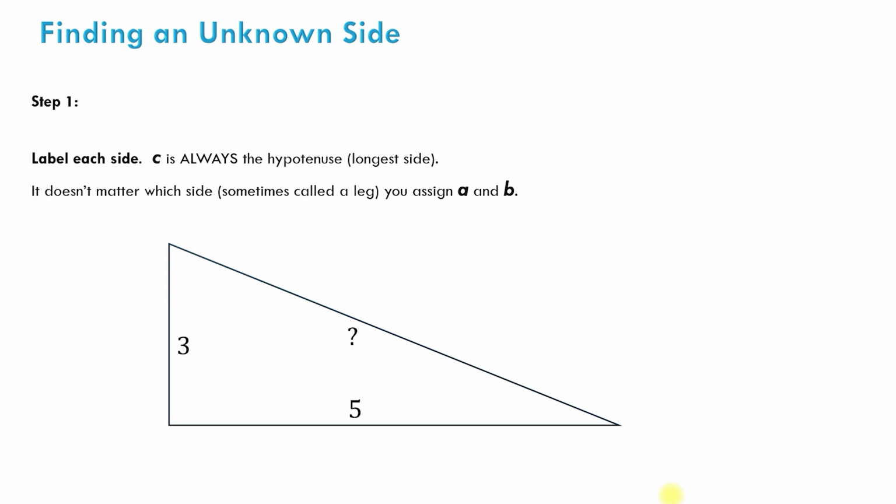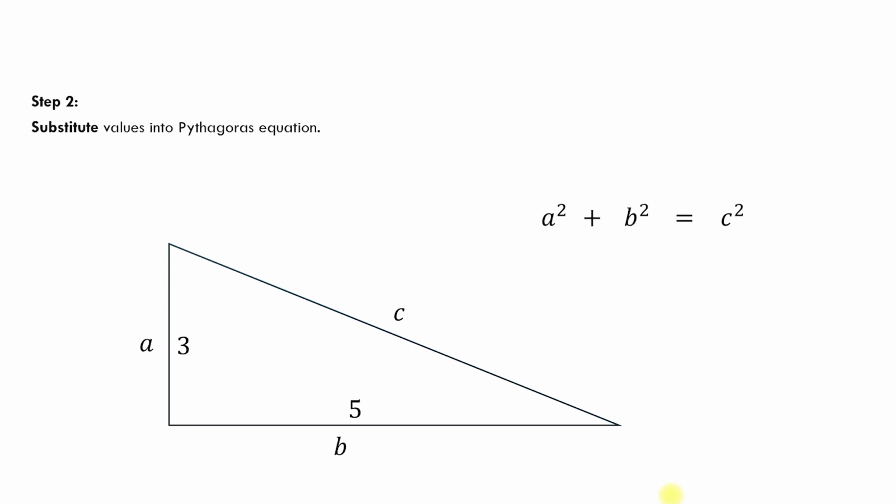We have a triangle here with a vertical side of 3, a horizontal base of 5, and we're being asked what is the length of the hypotenuse. Let's start with our letter labels. We will use C to represent the hypotenuse, in this case the unknown. The vertical side 3 will label A, and the horizontal base 5 we'll call B. So, using our Pythagorean theorem, A squared plus B squared equals C squared.